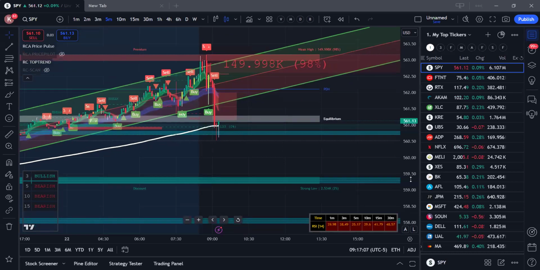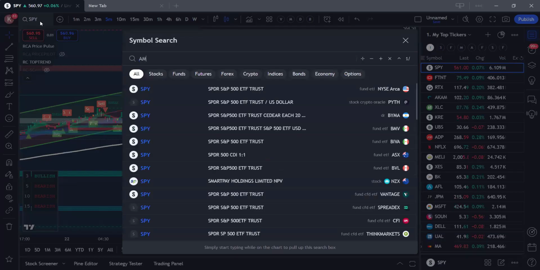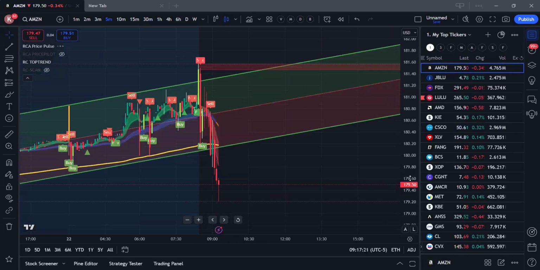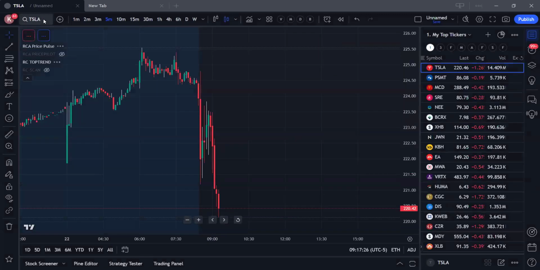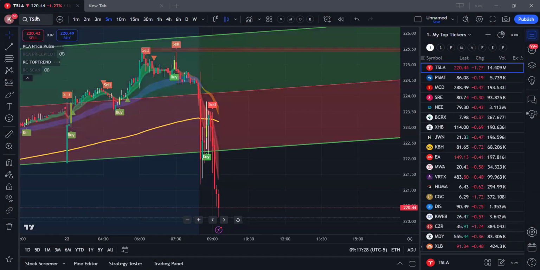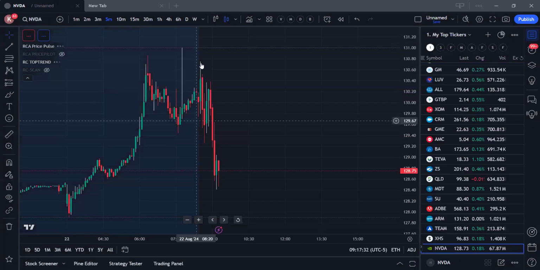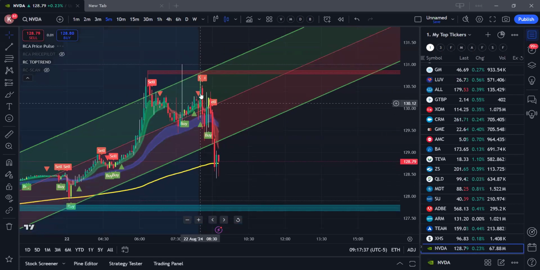So yeah, before you take any trades, you can always look at where SPY is. For example, let us look at some major stocks now, like Amazon. You can see that Amazon also dropped huge. Tesla also dropped huge. Nvidia also dropped huge. So that is like your parent. SPY and QQQ are like your parent.